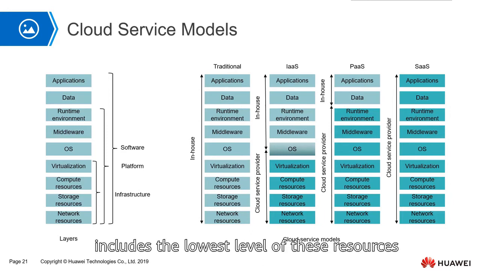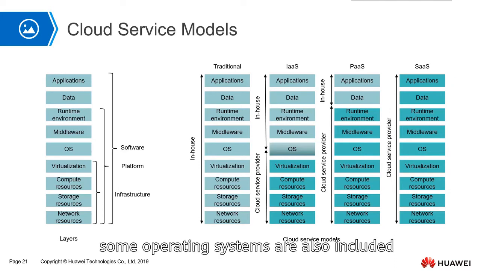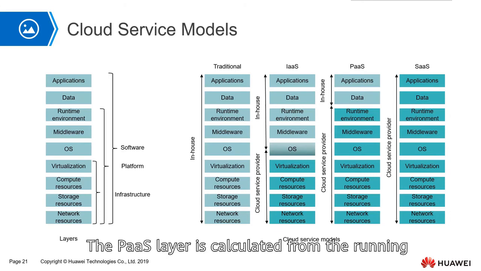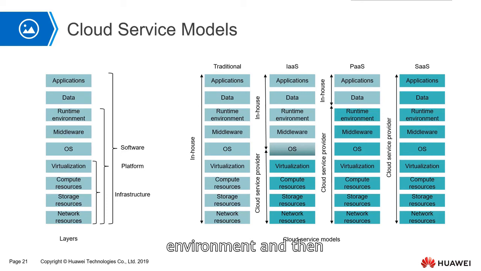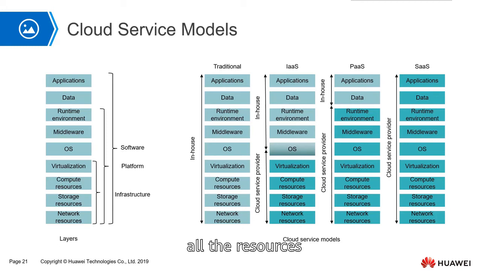The IaaS layer includes the lowest level of these resources, such as computing resources, storage resources, and network resources. Sometimes, some operating systems are also included. The PaaS layer is calculated from the running environment and then continues to the underlying resources. This way of providing users with resources is called PaaS. SaaS is an application that includes the running environment and contains all the resources. This is the SaaS service model.